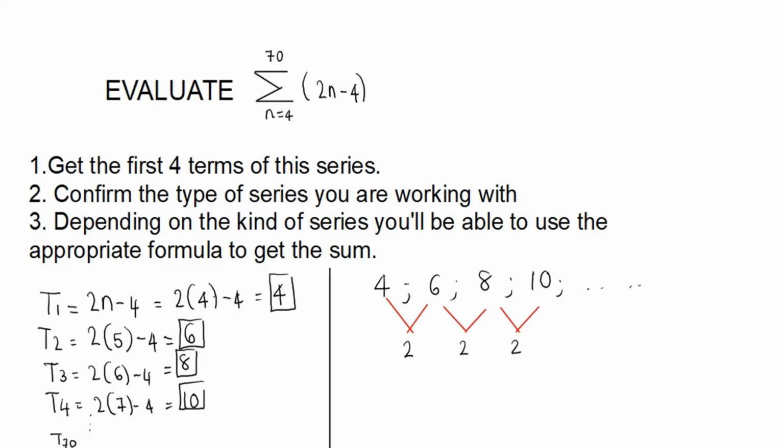And because we've got an arithmetic series, what does that tell us? It tells us to get the sum of this arithmetic series, we use the formula Sn, which is equal to n over 2 times (2a plus (n minus 1) times d), right? Okay, so let us just determine all the values.